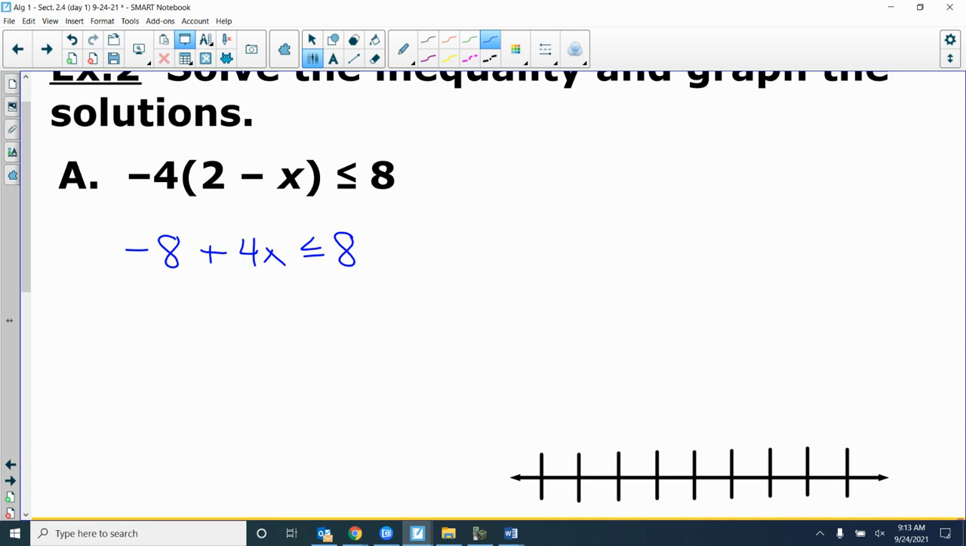All right, now from there, Damien, what do you think? From there, you add 8. Add 8. And that gives me, Damien? 4x is less than or equal to 16.